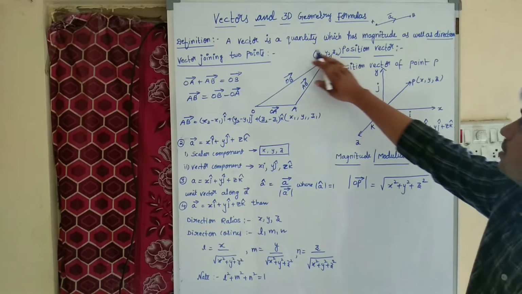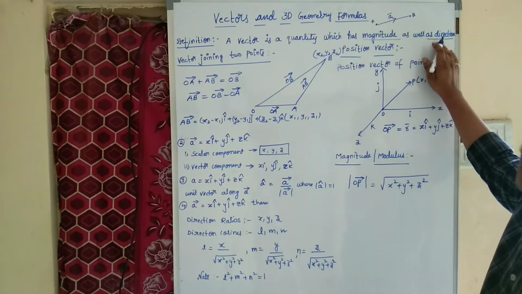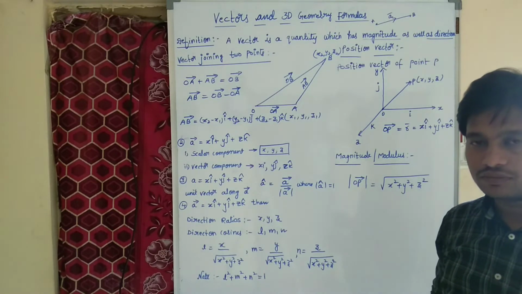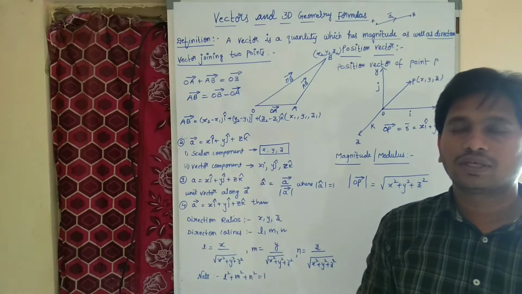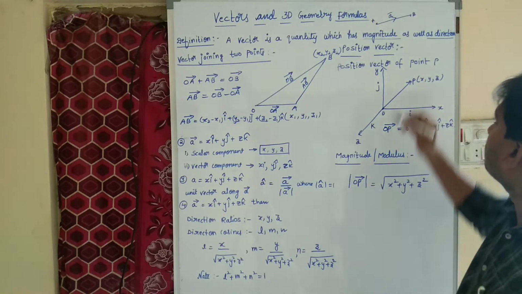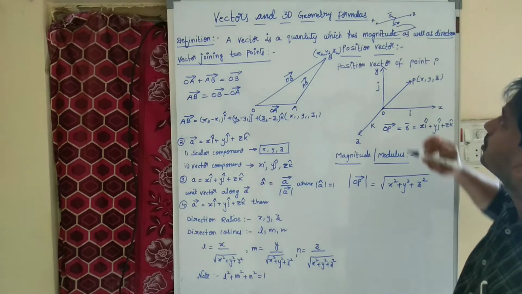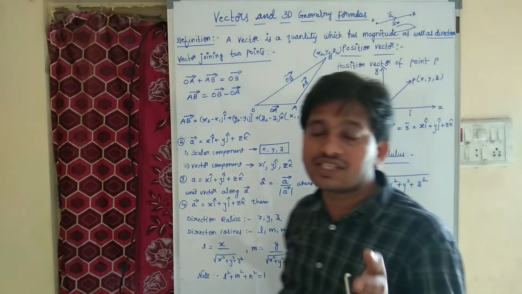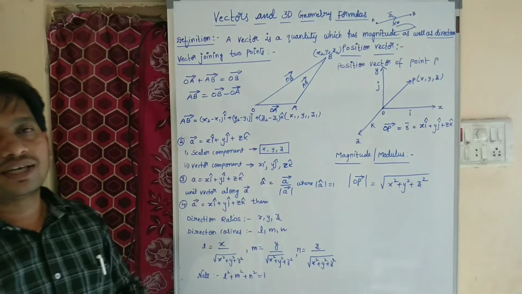So a vector is a quantity which has magnitude as well as direction. Magnitude is nothing but what we measure. For example, from here to somewhere else, I walk 10 meters. So 10 meters is the magnitude. For example, this is 3 centimeters. That is called our magnitude. And its direction is from point A to point B. So a vector is said to be a quantity which has magnitude as well as direction.